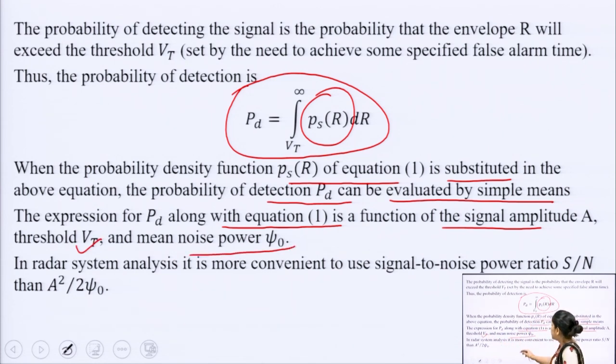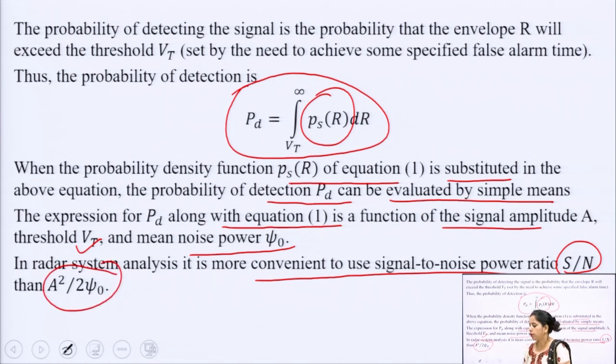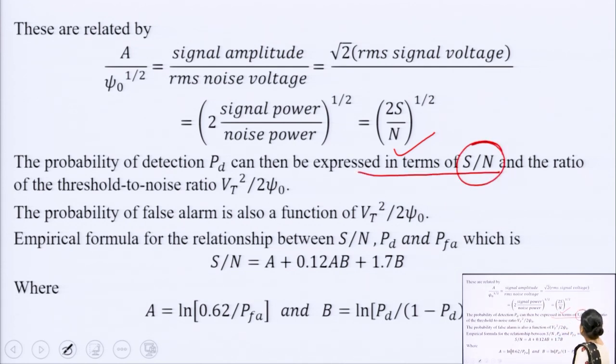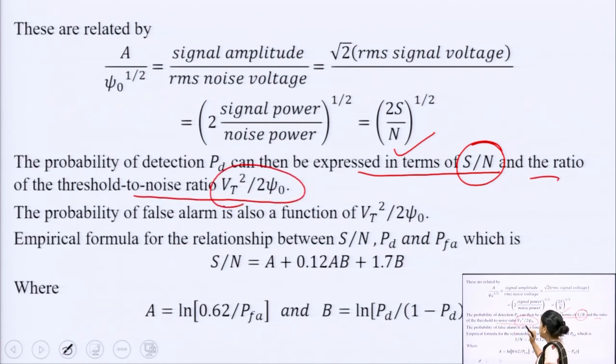In radar system analysis, it is more convenient to use signal to noise power ratio, A square by 2 psi naught. So here comes A upon psi naught to the half, the signal amplitude over the RMS noise voltage, and at last it can be expressed in terms of signal to noise ratio. So the probability of detection PD can then be explained in terms of signal to noise ratio and the ratio of the threshold to noise ratio, and it is given by this one.